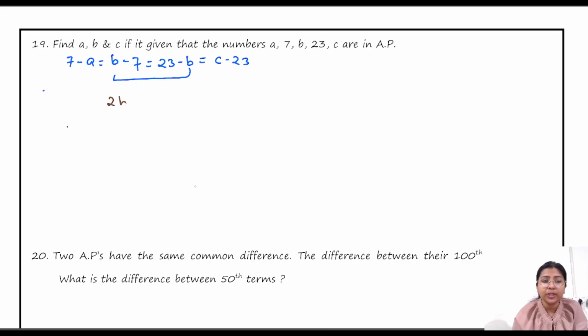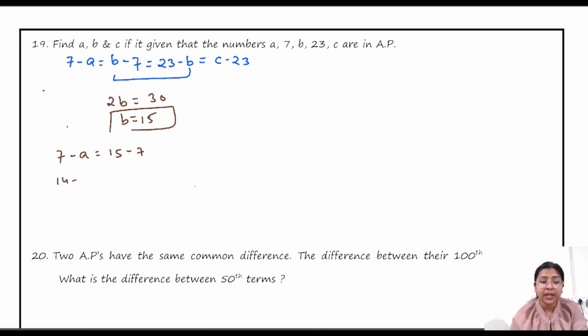So it will be 2b equals 30. The value of b is 15. If the value of b is 15, we can find out the value of a and c. So put the value of b in this. You will get 7 minus a is equal to 15 minus 7. So it is going to be 14 minus 15 is equal to a. So the value of a is minus 1.